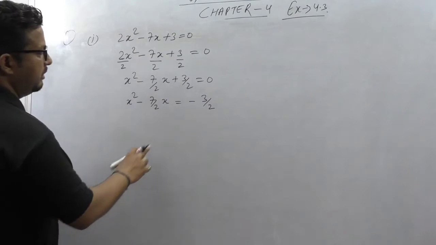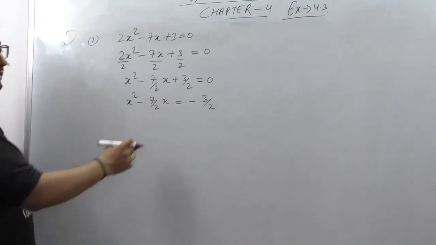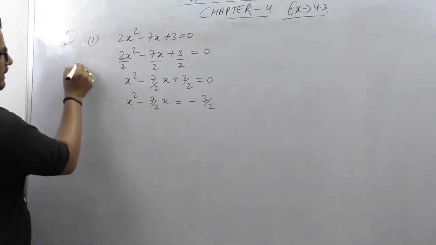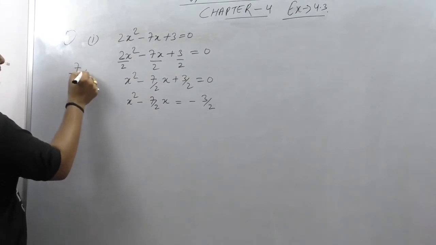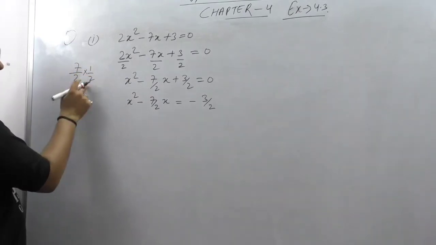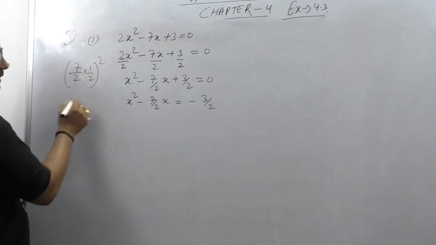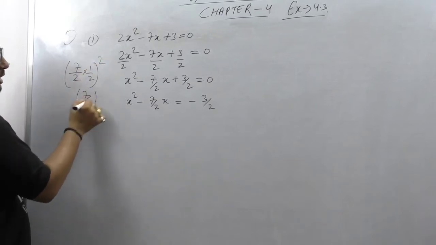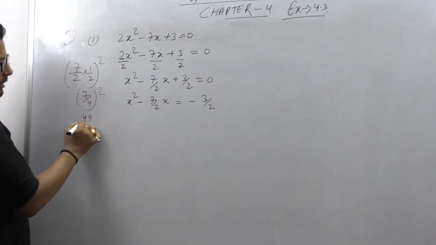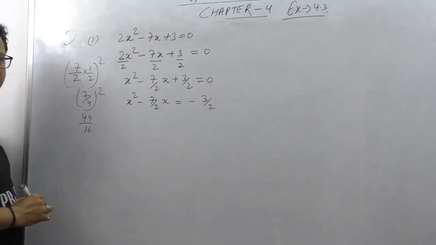अब सबसे इंपॉर्टेंट बात क्या होती है, जो भी हमारे पास x का टर्म है, the term with x, that is like here it is given 7 by 2. So this we have to divide by 2, and then we have to take the square of it. So it is actually 7 by 4 square. If we square it, it will be 49 by 16. कितना आ गया हमारे पास, 49 by 16.